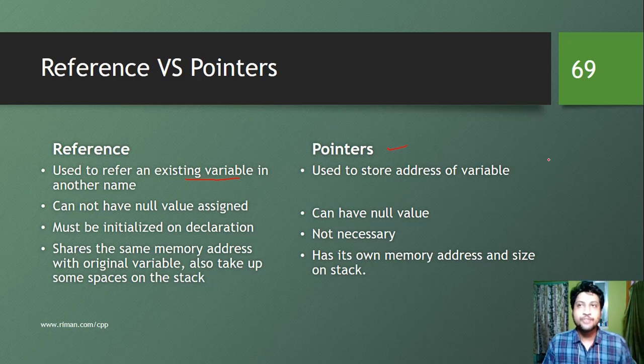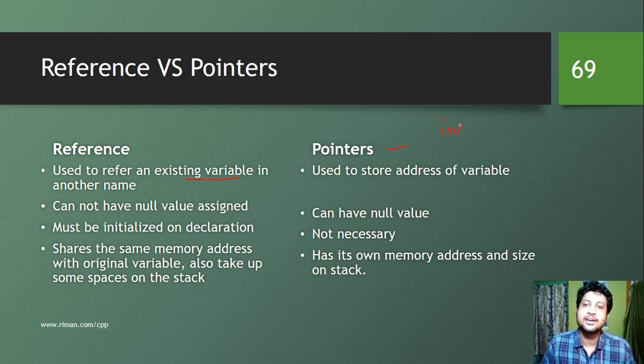Whereas a pointer is itself a variable and it also has its own address space. Reference doesn't have its own address space. References cannot have a null value assigned. Pointers can have a null value assigned. So references, as they work only on an existing variable, cannot have a null value assigned, whereas in the case of pointers, we can have null values. So references must be initialized at the time of declaration. As I said earlier, as it is dependent on an existing variable, you must initialize the variable on declaration. In the case of a pointer, that is not necessary.